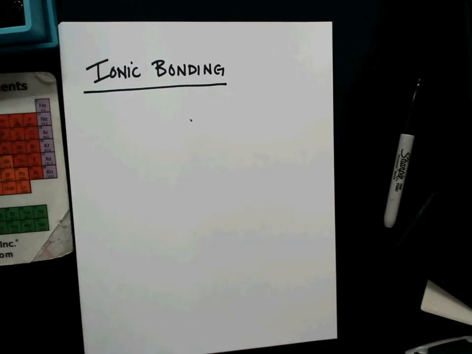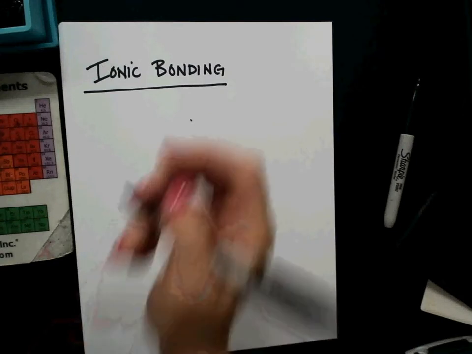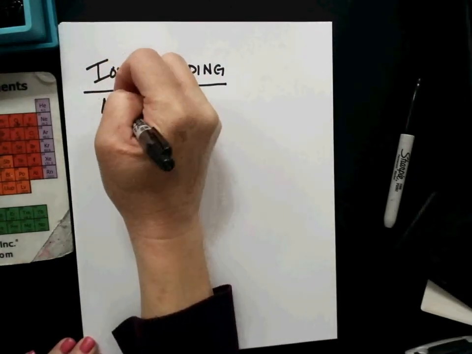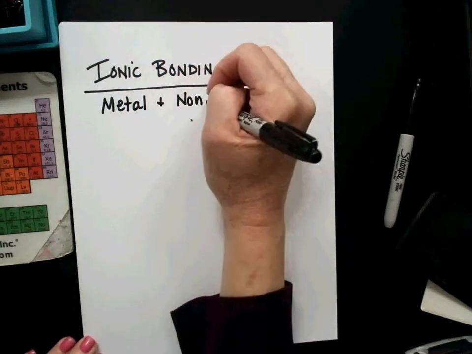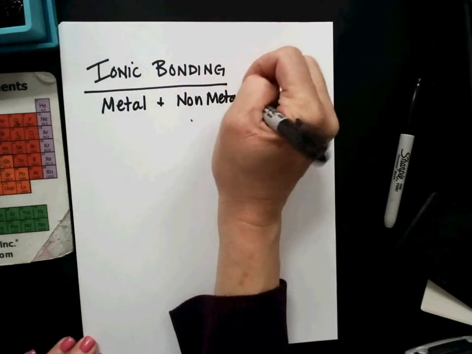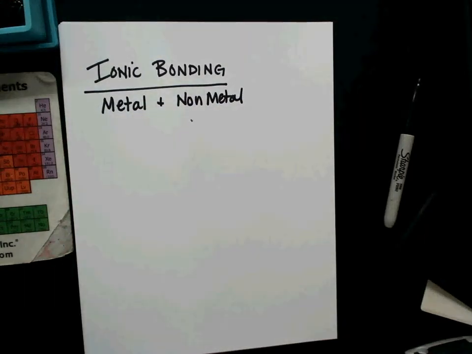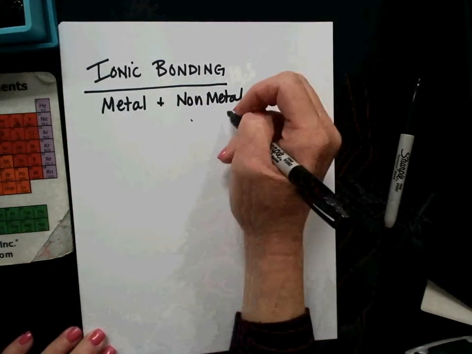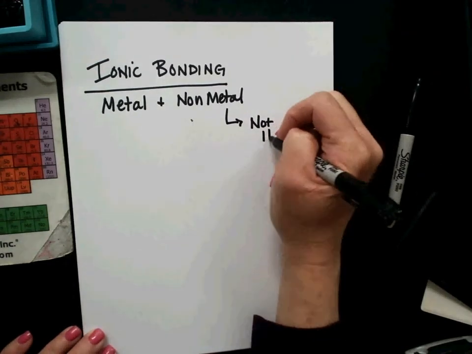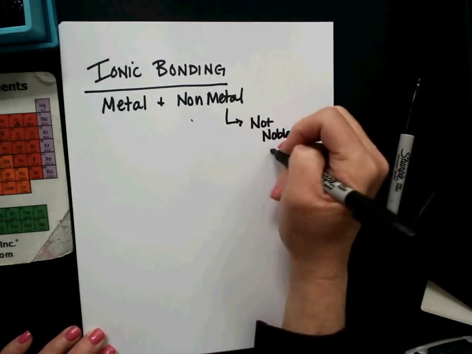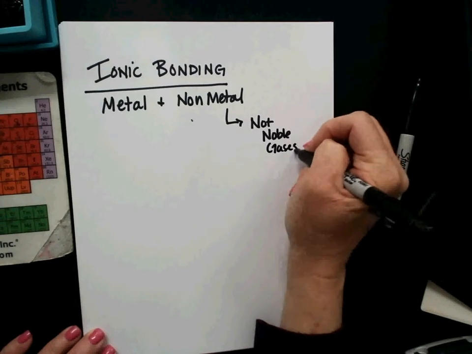Hey Lydia, can you tell me what things like to bond to form an ionic bond? Like what's the first part compared to the second part? Metal and metal. Okay, so this is a metal, plus a nonmetal. And remember, these nonmetals are not noble gases. Anything else is fair game.